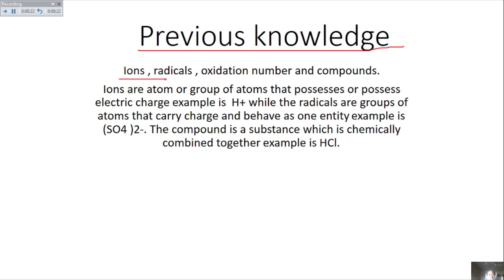is you need to have knowledge of ions, radicals, oxidation number, and compounds. Therefore, what are ions? Ions are atoms or group of atoms that possess electric charge. And the example is hydrogen ion, while the radicals are groups of atoms that carry charge and behave as one entity. Example is tetraoxosulfate ion or SO42-. Now, what is compound? Compound is a substance which chemically combine together, and the example is HCl.